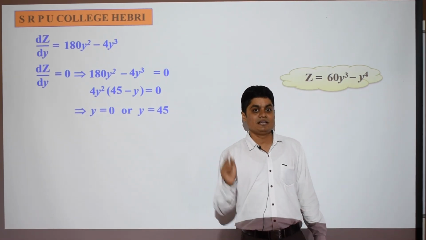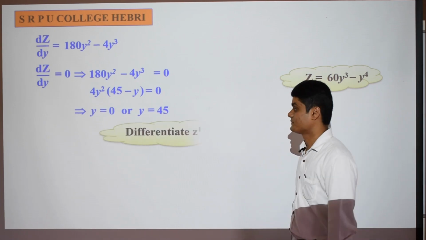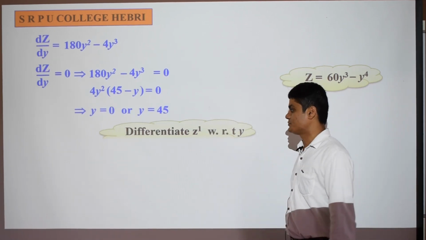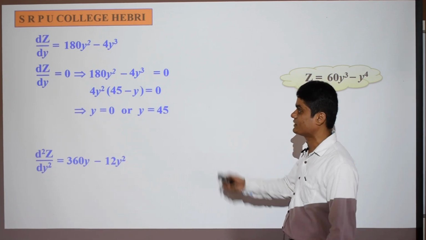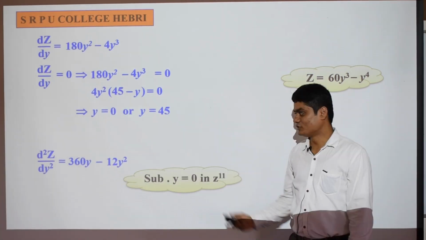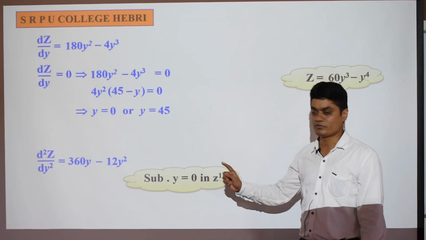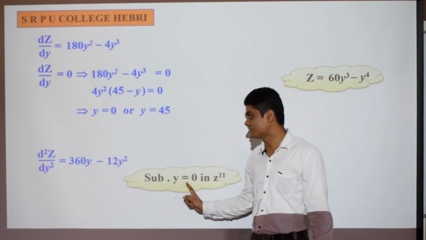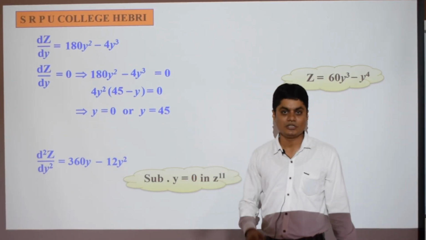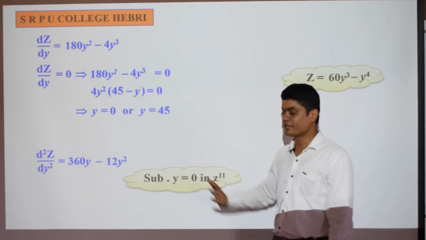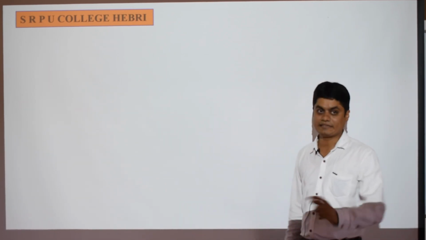So now what next? Second order derivative of z with respect to y. Differentiate z dash with respect to y again. So d square z by dy square, we have to differentiate this expression. d square z by dy square equal to 360y minus 12y square. Now what we should do, we should substitute y is equal to 45, because when you substitute y equal to 0 it will be 0. So no need to substitute y is equal to 0, just directly substitute y is equal to 45. That I will show in the next slide.